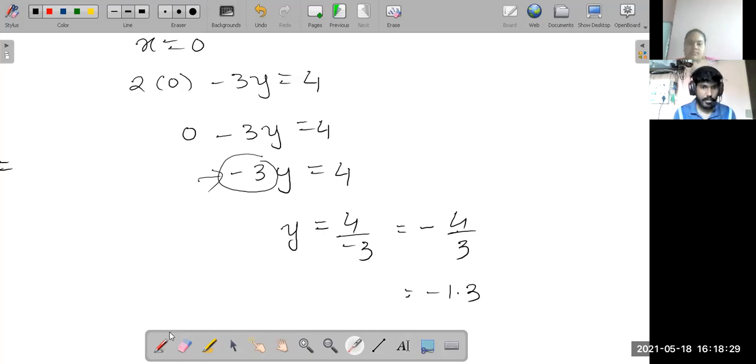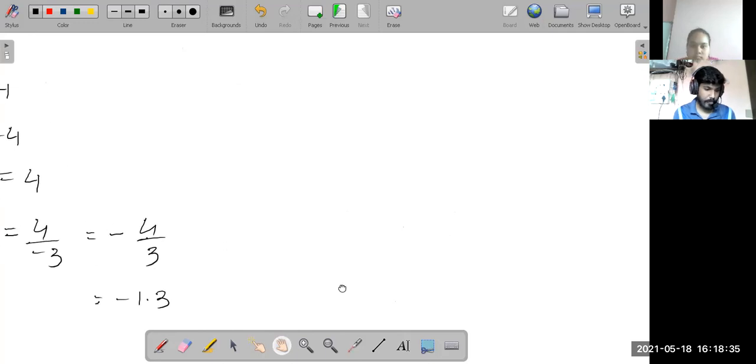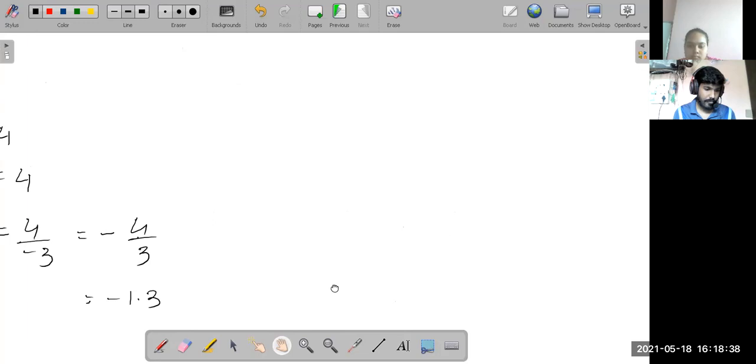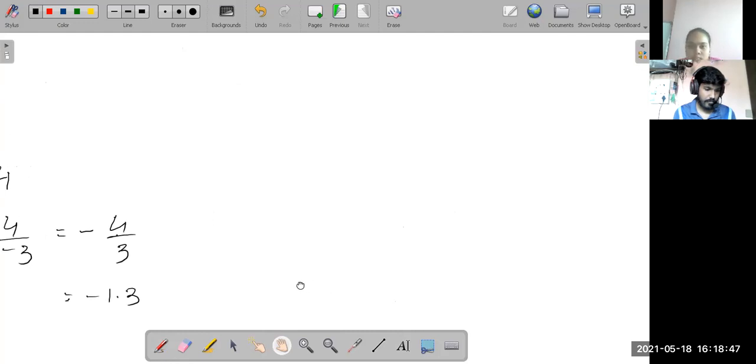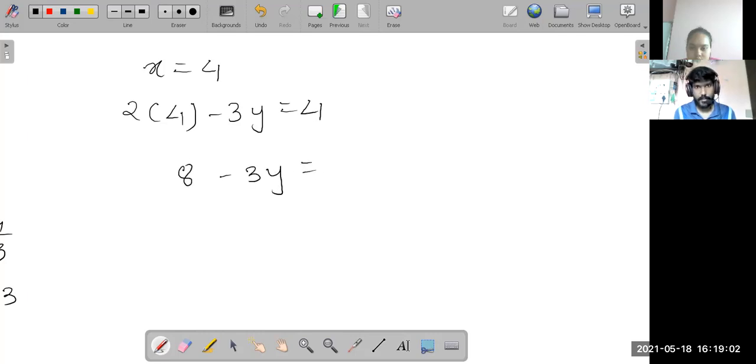Okay, y equal to 0 is correct. You got y equal to 0, x is equal to 2, that is correct. Okay, x equal to 4 when you substitute it. Look at the third one. So you got 2 into 4 minus 3y is equal to 4. So this was 8 minus 3y is equal to 4. Now you did the same thing here, that is you subtracted the 8 from the 3y, which you cannot do. So what should be done here?